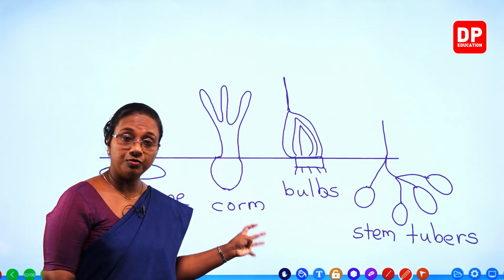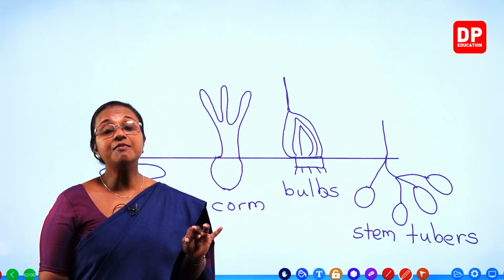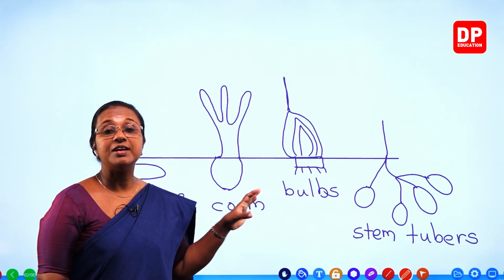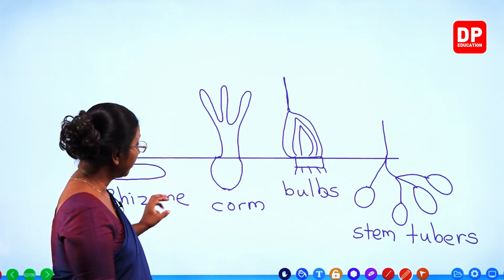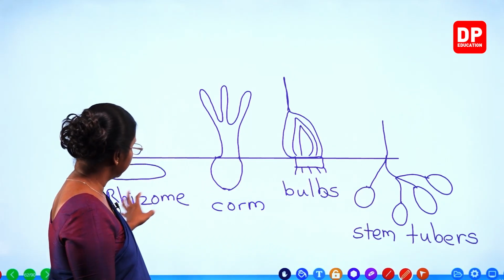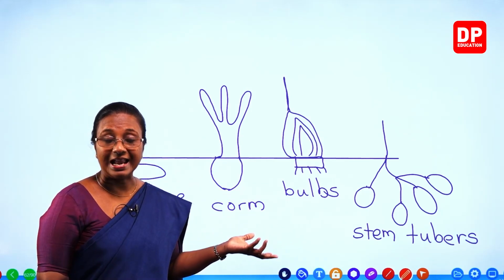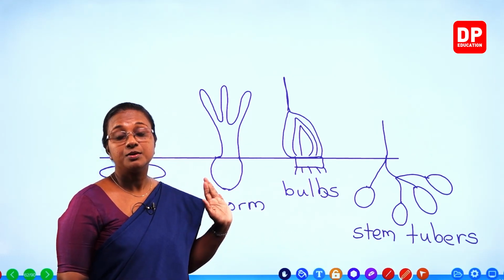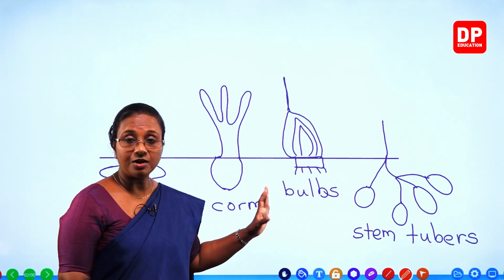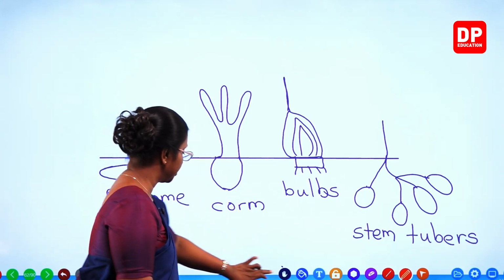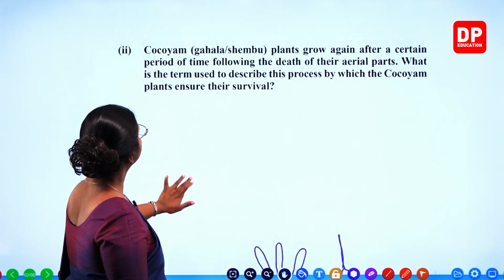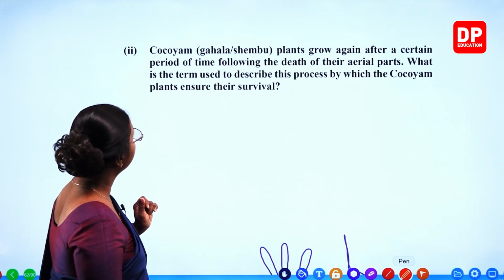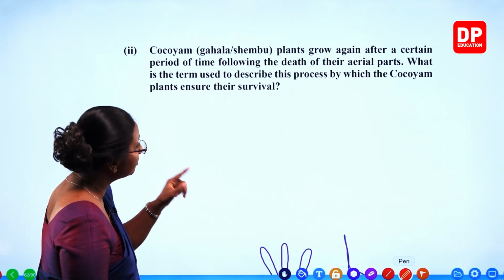So that is also a function of these underground stems. Like I told you all, they store food, they help to survive through the dormancy period during adverse climatic conditions, and also they are vegetative reproductive structures. Now you can take these bulbs and replant them. You can take the corm or rhizome or stem tubers and you can replant them. So that is how these underground stems work. Is that clear, students? Now if we look at the question, here you can see, if I read the question again, cocoyam plants grow again after a certain period of time following the death of their aerial part.